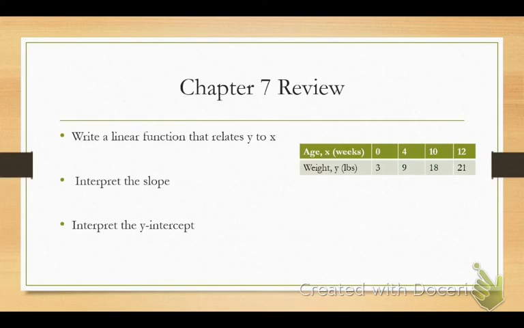Okay, guys. So this is your review for your test tomorrow. These are your 3 questions. It's just different numbers. Write a linear function. So pull out your 2 ordered pairs and write the function. Then take your slope and interpret the slope. Then take your y-intercept and interpret the y-intercept. We're going to take a couple minutes to work through this problem. This is your review section on your test tomorrow, where you interpret the slope and the y-intercept.